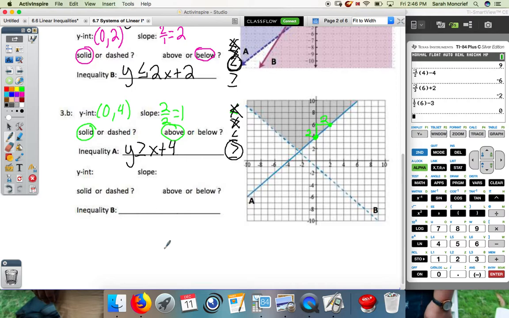All right. And now let's do the next one. So looking at the line for inequality B, where do we cross that y-axis? All right, we cross it right here. So my y-intercept is 0, -1. All right, now let's check out the slope.